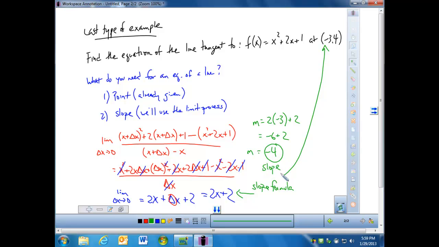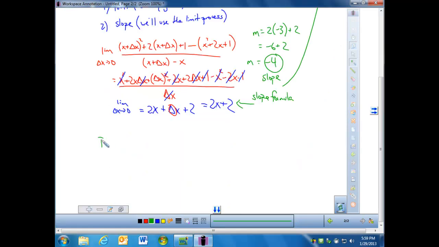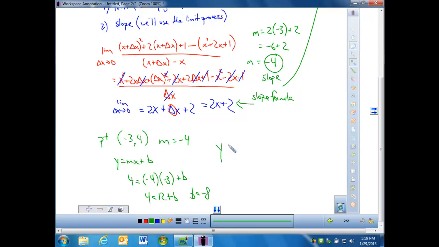So now that I have slope, and now that I have that point, I can go ahead and write the equation of the line. How do we do that? Old school algebra right now. Plug in your 4 for your y, plug in your -4 for your slope, plug in the -3 for your x, solve it for b. B is -8, put it all together, y equals -4x minus 8.